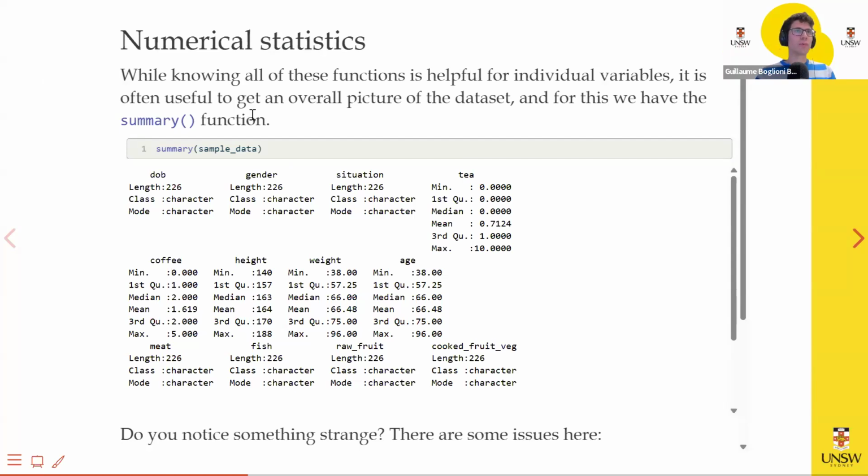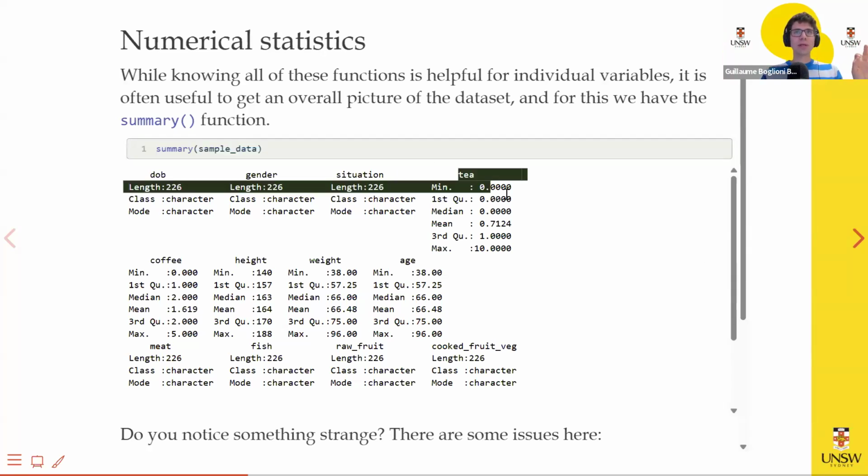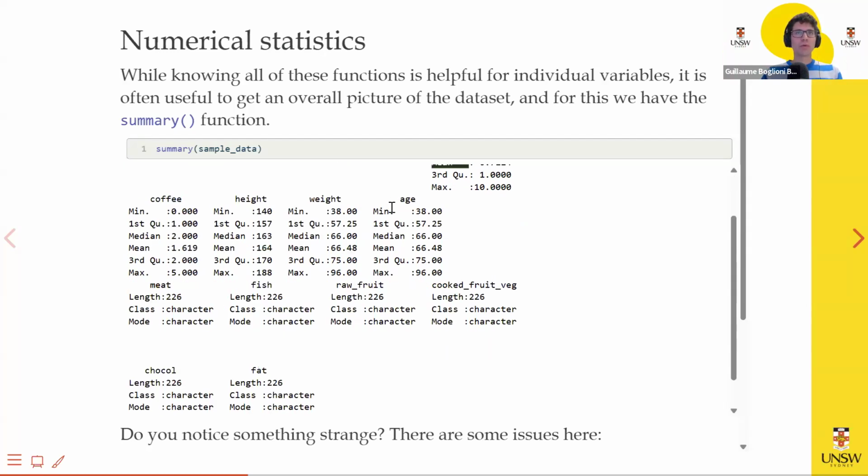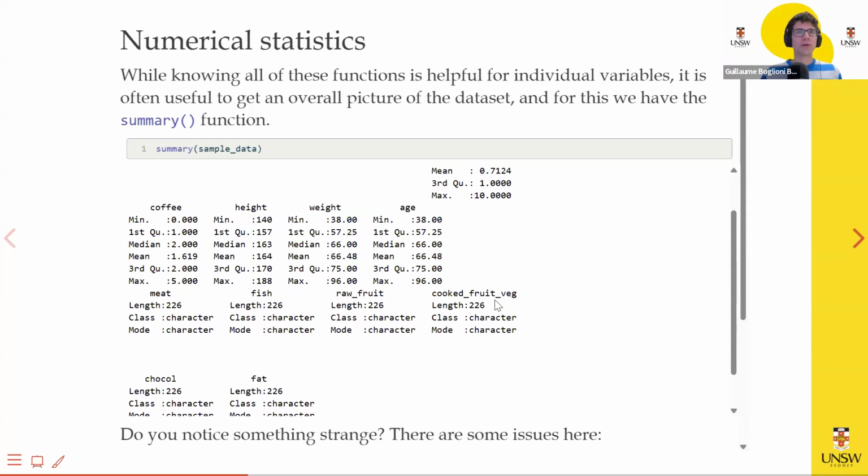of all your variables. So you use summary, and you see summary of sample data gives me a summary of all the variables. For example, let's have a look first at the quantitative ones. So it gives you the min, the first quartile, the median, the mean, and so on. So for age as well, you have a kind of snapshot of the distribution of each of those variables.